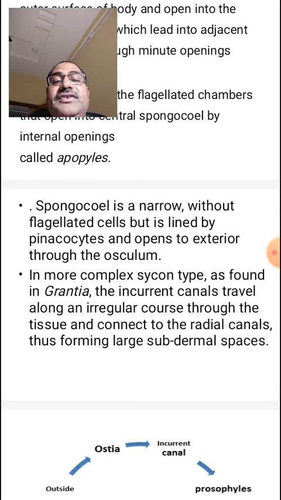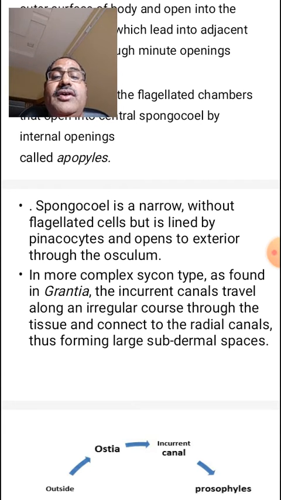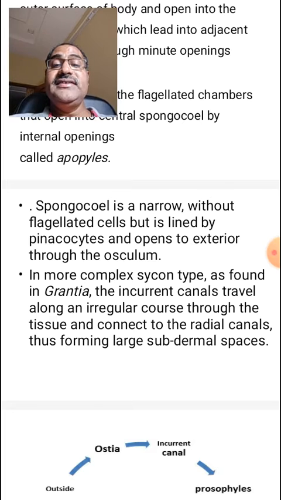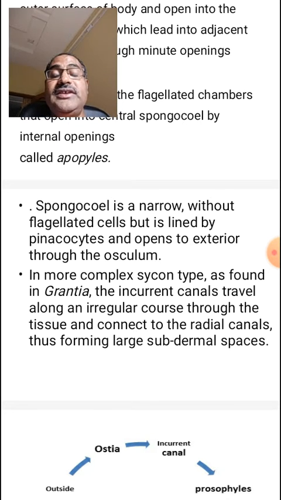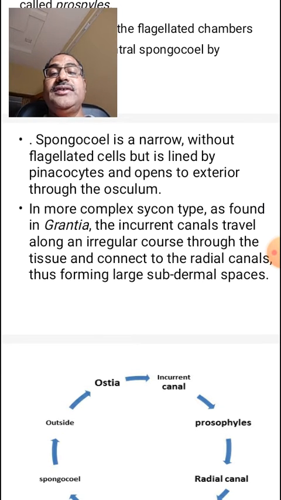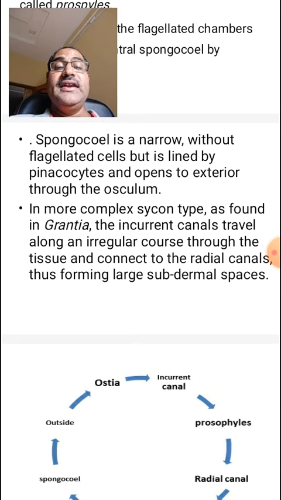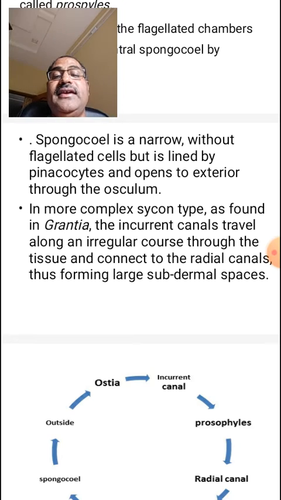The spongiocele is a narrow cavity without flagellated cells, lined by pinacocytes, and opens to the exterior through the osculum. A more complex sycon type is found in Grantia. The incurrent canals travel along an irregular course through the tissue and connect to the radial canals, thus forming the large subdermal spaces.